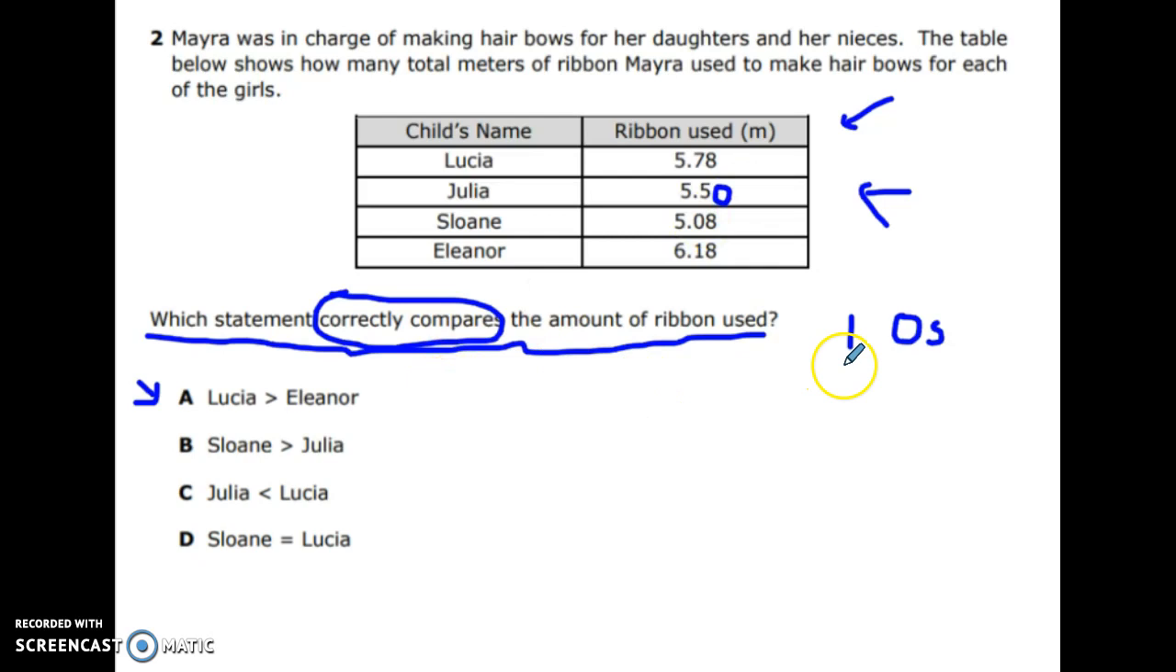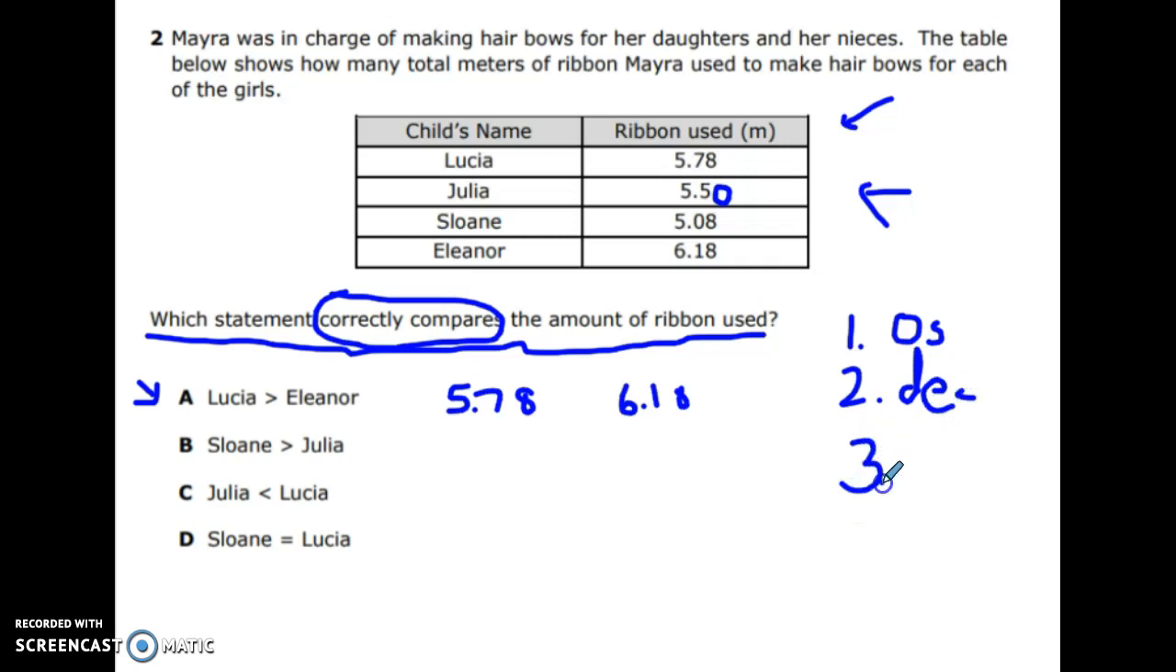Alright, so step 2, when we're thinking about strategies, again, rewriting those decimals. Let me think. I've got Lucia, and she had 5 and 78/100ths meters. It really doesn't take me that long to just rewrite it next to it. And then I have Eleanor's, and she was 6 and 18/100ths. So I go ahead and I write that down. Okay, so that was write the decimal. Just going to write DEC, write the decimal.